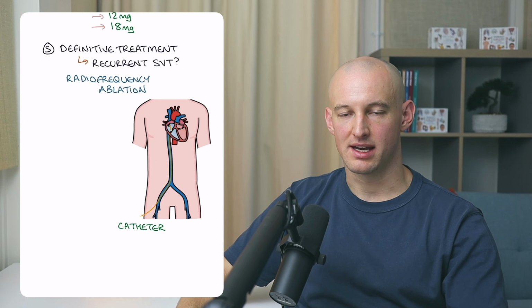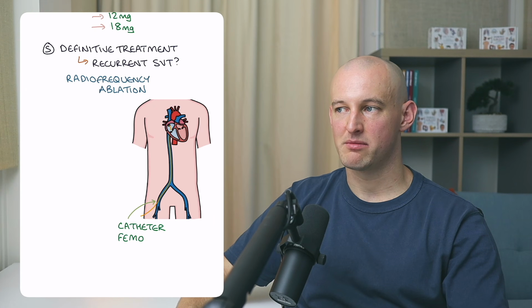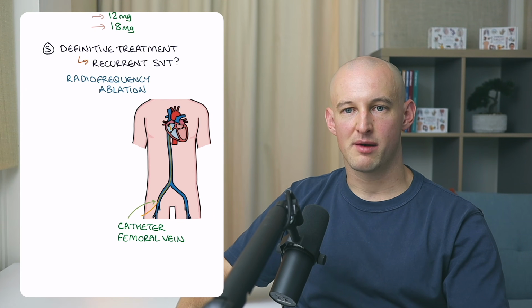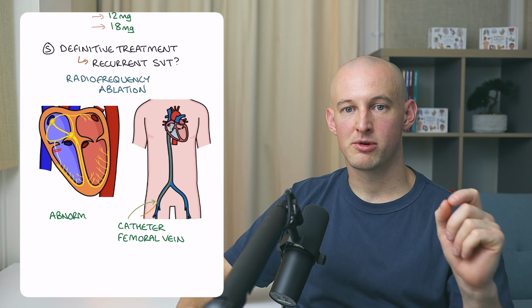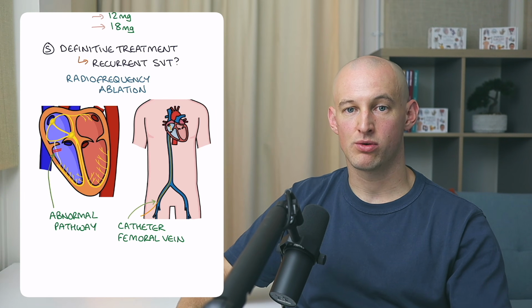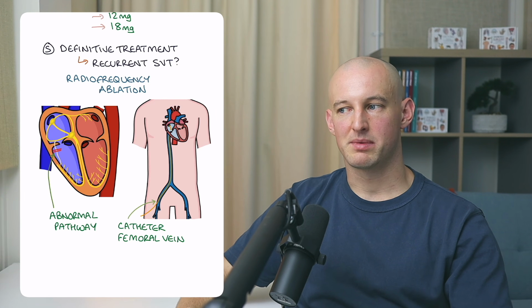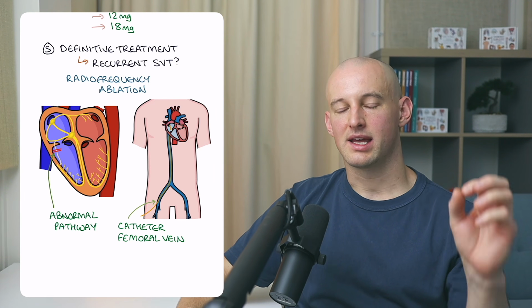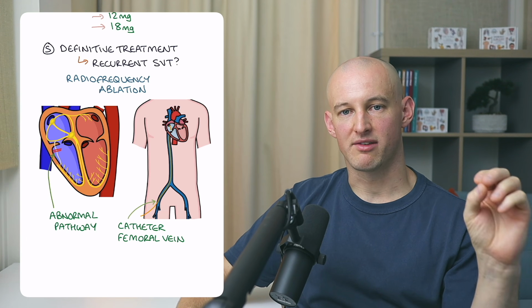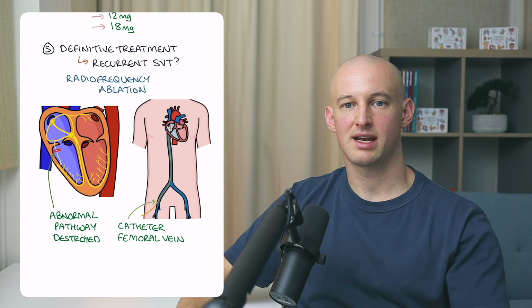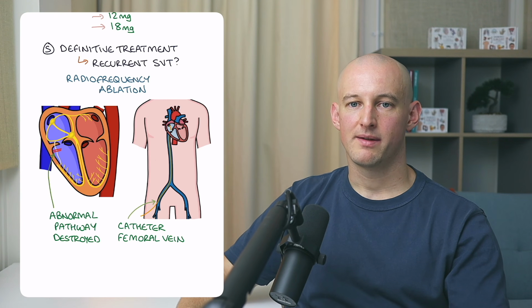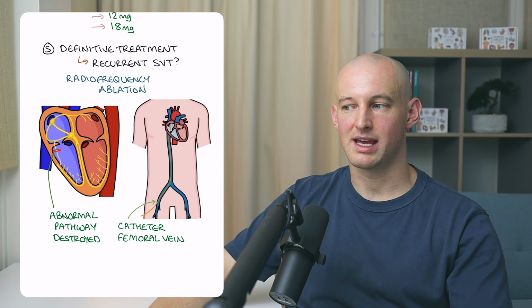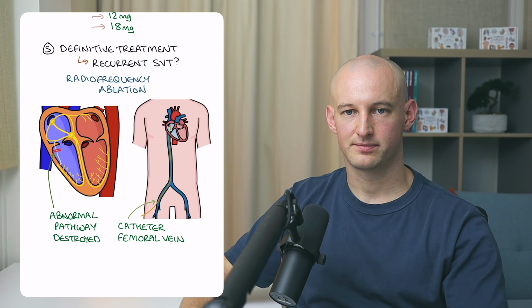Well, a catheter is inserted via the femoral vein, and it's fed up into the right atrium, and then they look using the catheter for any abnormal electrical pathways that might be causing the SVT. And then when they find the abnormal pathway, they use radiofrequency ablation to burn that pathway and destroy it, turn it into scar tissue. By removing that abnormal pathway, that should hopefully stop the episodes of SVT.